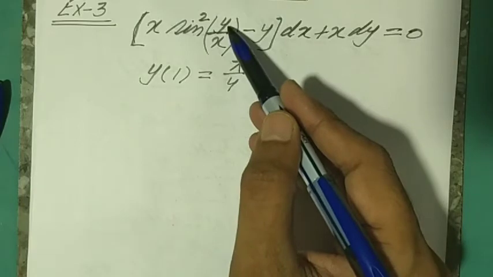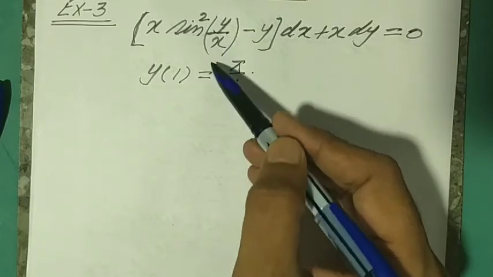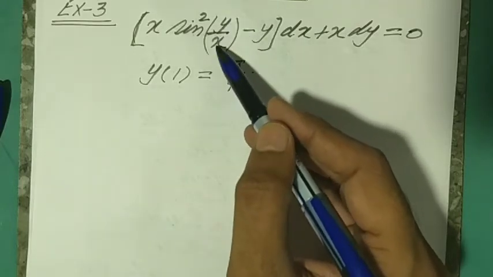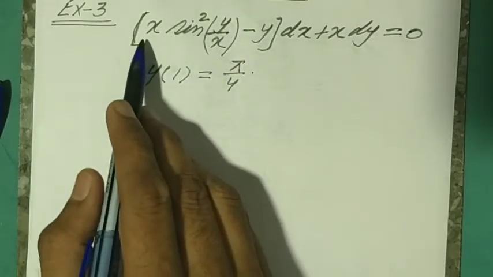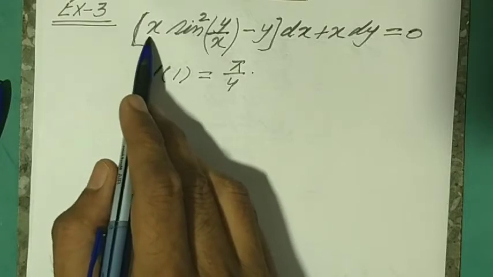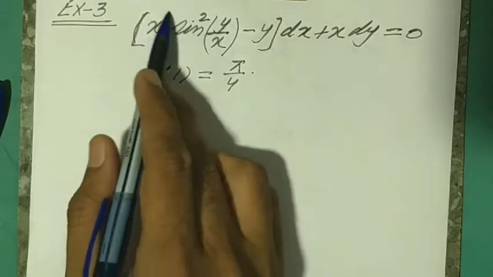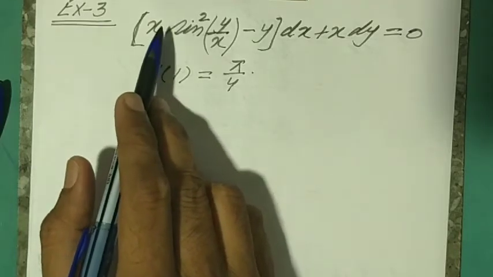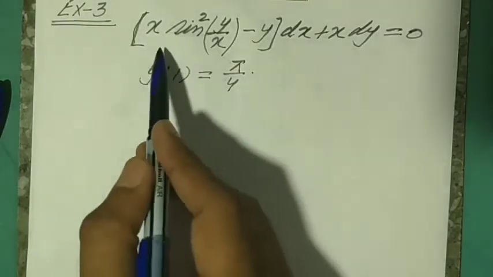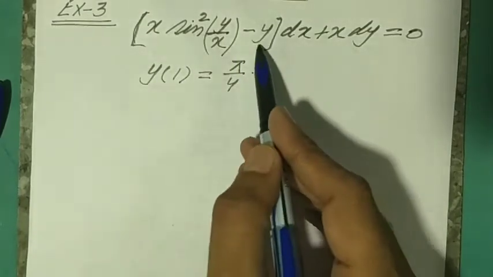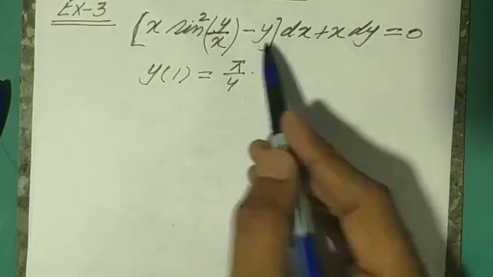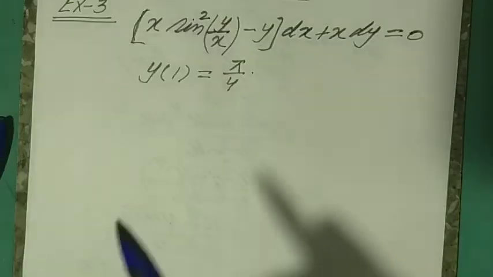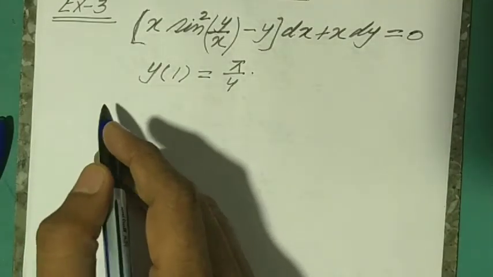Always remember, if some variables are given in the angle of trigonometrical functions, they will not be considered to find the degree of the term. Degree of the term is taken under consideration only for the algebraic terms. So this is the algebraic term because this is written as the coefficient of sine square y upon x. So degree of the whole term is 1, and here the degree of this term is 1 and the degree of this term is 1. So this is a homogeneous differential equation, and now we have to write it in the standard form.